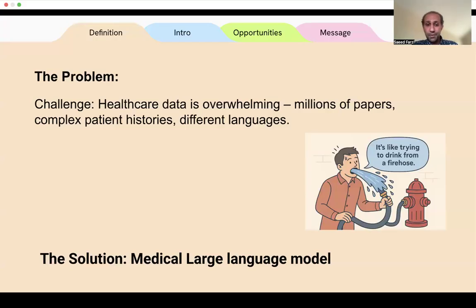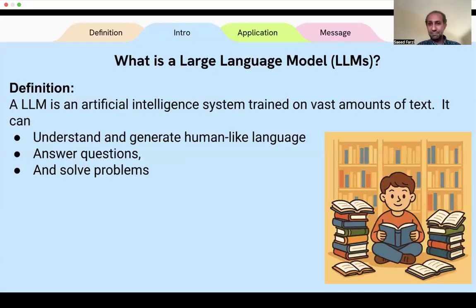I know, you know that. Of course, the medical large language model. Nowadays, ChatGPT is very famous. We know the capability and ability of ChatGPT. What if ChatGPT is trained on medical data?